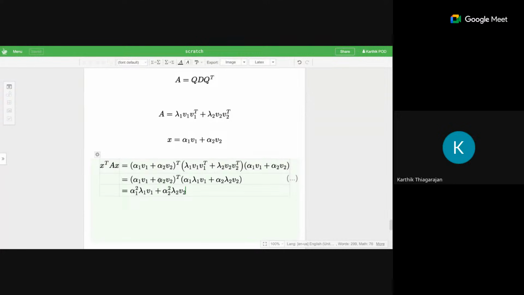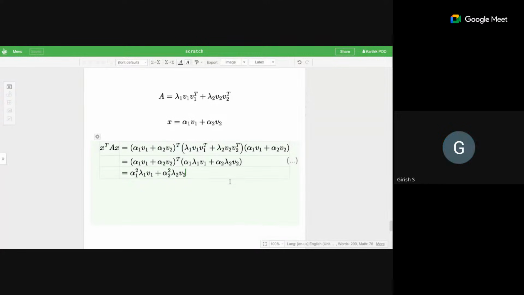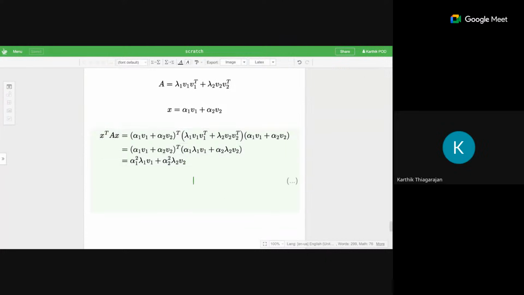So this v1, v2 again will collapse. So there will be a square. So this is x transpose Ax. Now, why does this help? If lambda 1 is greater than 0 and lambda 2 is greater than 0, then notice that x transpose Ax is greater than 0 for all non-zero x in R2, because this is positive. Lambda 1 is positive.